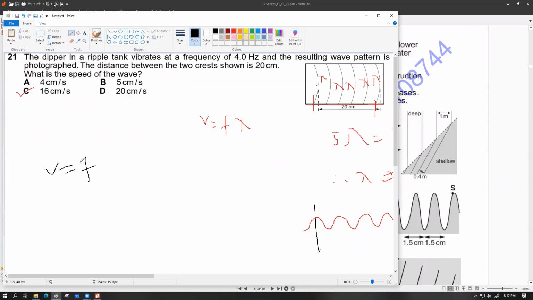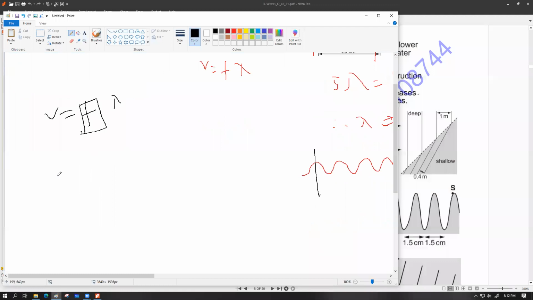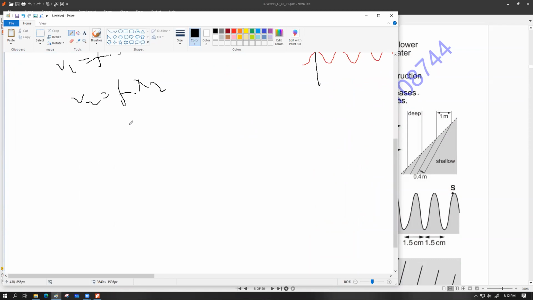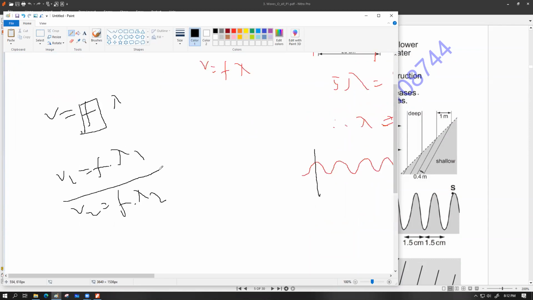But in this case, f is a constant. So I can very well write that v1 equals f into lambda 1 and also v2 equals f into lambda 2. I can write this because f will be constant for both of them, before refraction and after refraction. If you divide these two equations, you get v1 by v2 equals lambda 1 by lambda 2.